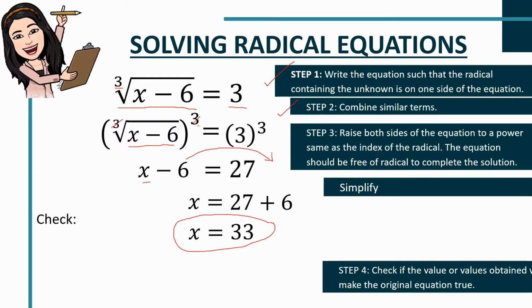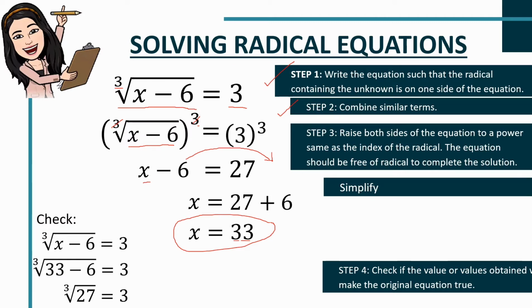For the last step, we will check if the value obtained will make the original equation true. So let us go back to our original equation, which is cube root of x minus 6 is equal to 3. So again, just like what we did dun sa ating first example, we will substitute yung value ni x, which is 33. So this will become cube root of 33 minus 6 is equal to 3.